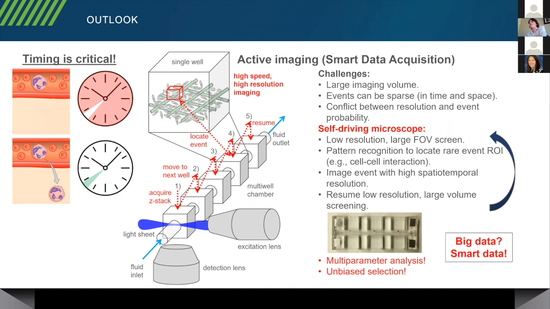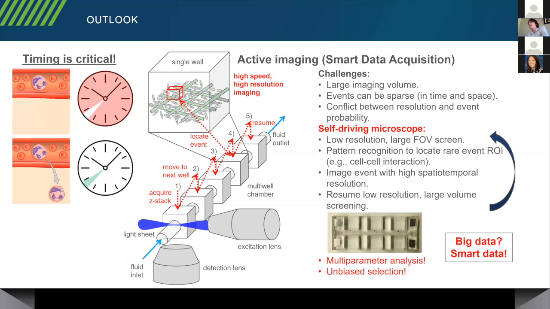And then the microscope can do a low resolution, large field of view screen of the individual tissues, and then identify certain events of interest, for example, based on spectral information, and then automatically zoom into this region and record the event with very high spatial and temporal resolution, so that you, for example, can apply the fluorescence fluctuation methods that I talked about earlier. And then after the event is complete, it can resume this monitoring scanning stage to identify the next event.